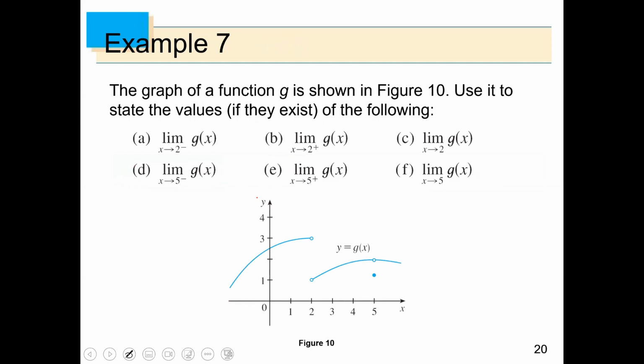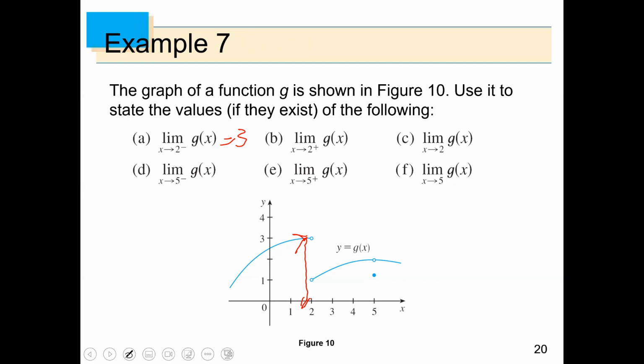Let's see this example to find some limits. Here I will explain how to find them. For example A, I'm looking for the limit of g of x when x is approaching 2 minus, that means I am to the left of 2. Here is the point 2. I am to the left, so I am somewhere here. Project this onto the graph and take the limit. Clearly, my limit will be equal to 3.